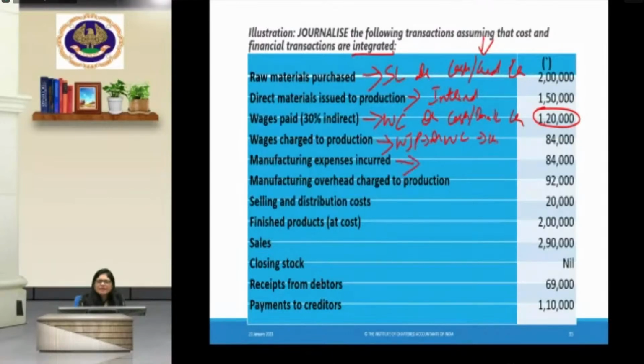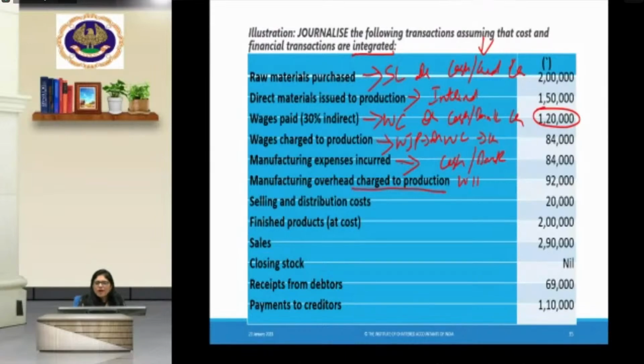Manufacturing overhead incurred, manufacturing expenses incurred. Again, it's an external entry. So manufacturing overhead control account debit to cash or bank, howsoever it is incurred. Manufacturing expenses incurred, cash or bank. Charged to production, that means absorbed to production, will have no change. Same as the way you were using the non-integrated.